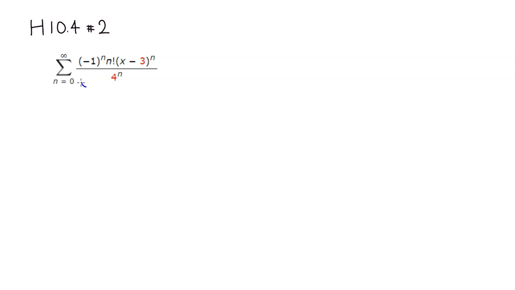So here, this is going to be our a_n, right? Then we have a_(n+1), which would be (-1)^(n+1) times (n+1) factorial, times the quantity (x minus 3)^(n+1), all over 4^(n+1), right?